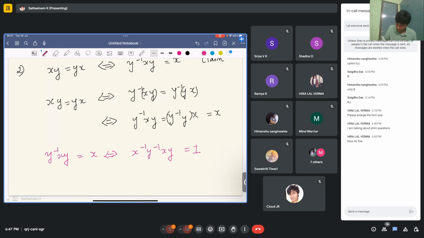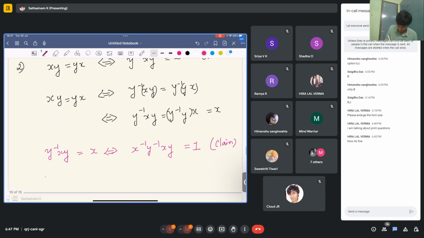So how do you do that? Again, this is my claim. Let's prove similarly. Let's start with y inverse xy. This is equal to x. Let's start here. Now multiply both sides by x inverse. So x inverse y inverse xy is equal to x inverse x. But this is equal to 1.